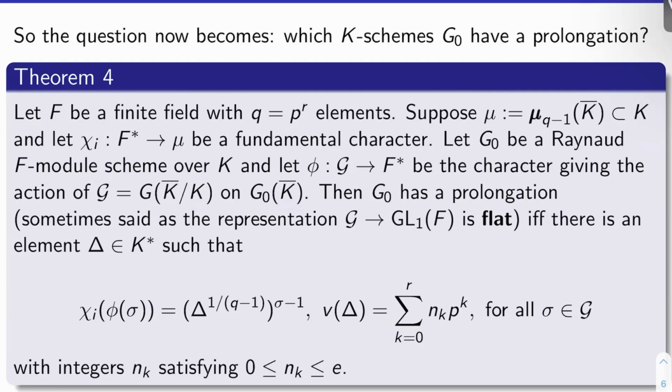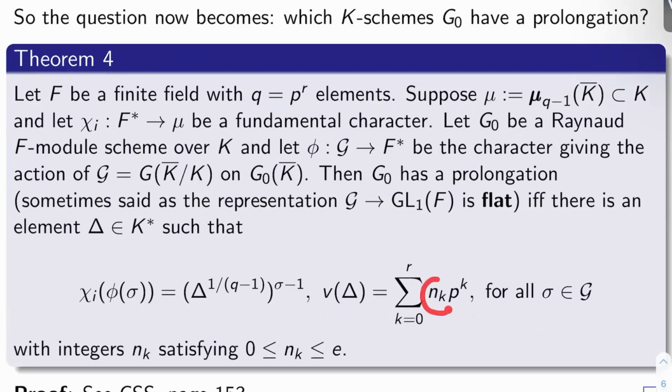Then G0 has a prolongation, or in other words, the representation from cal G to GL1 of F is so-called flat, if and only if there's an element, which we'll call delta, in K star, such that when I take any sigma in the Galois group and I look at phi of sigma, so I take the action character phi and apply it to sigma, and then I take chi sub i of that, so I apply the fundamental character to that, I just get sigma minus 1 acting on delta to the 1 over q minus 1 power. And I also have that v of delta, the valuation of delta, is the sum from k equals 0 to r of n sub k p to the k. And again, this has to hold for all sigma in the absolute Galois group of K.